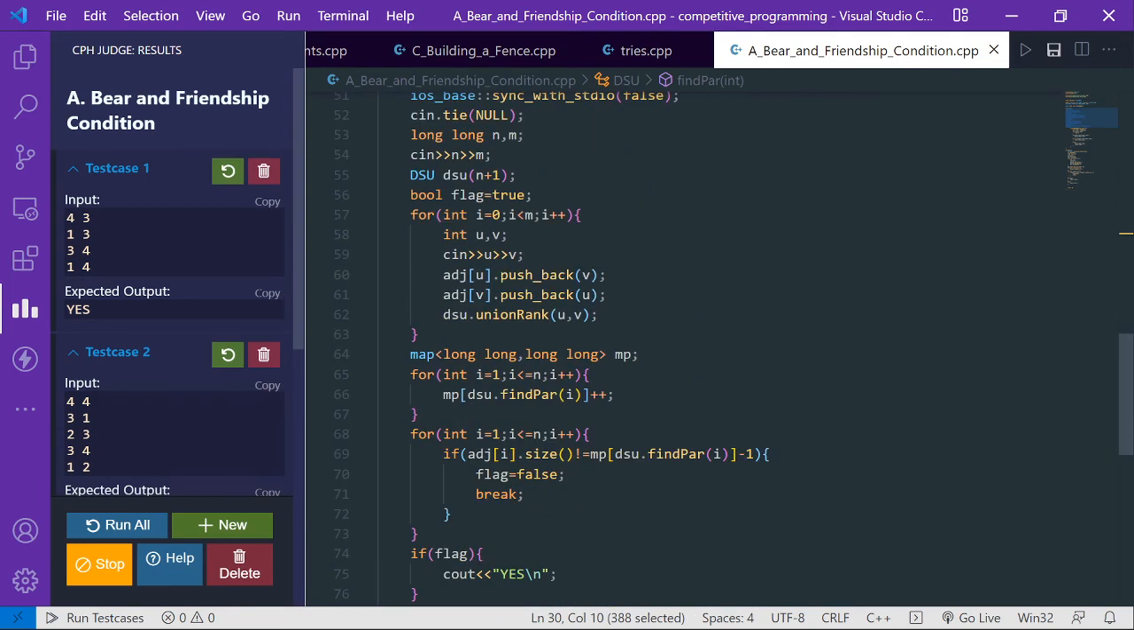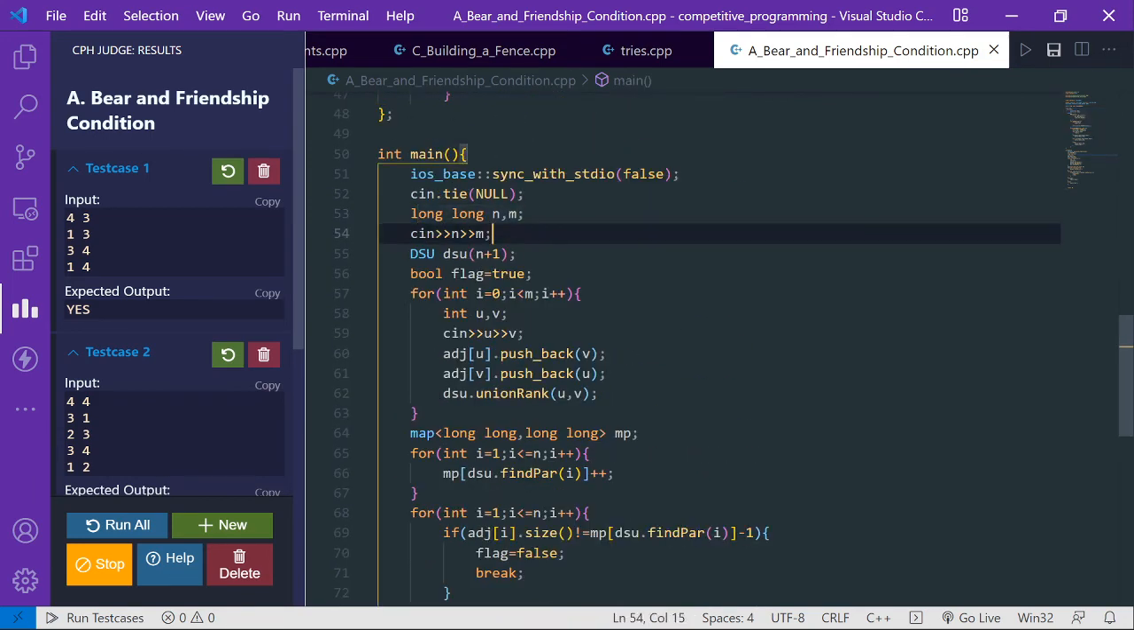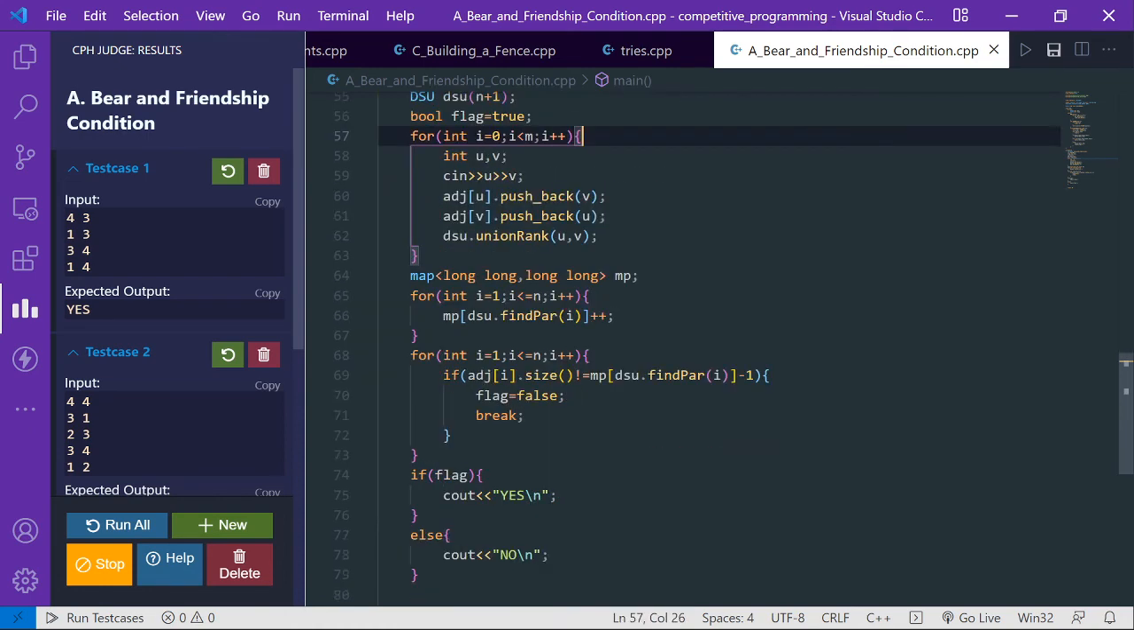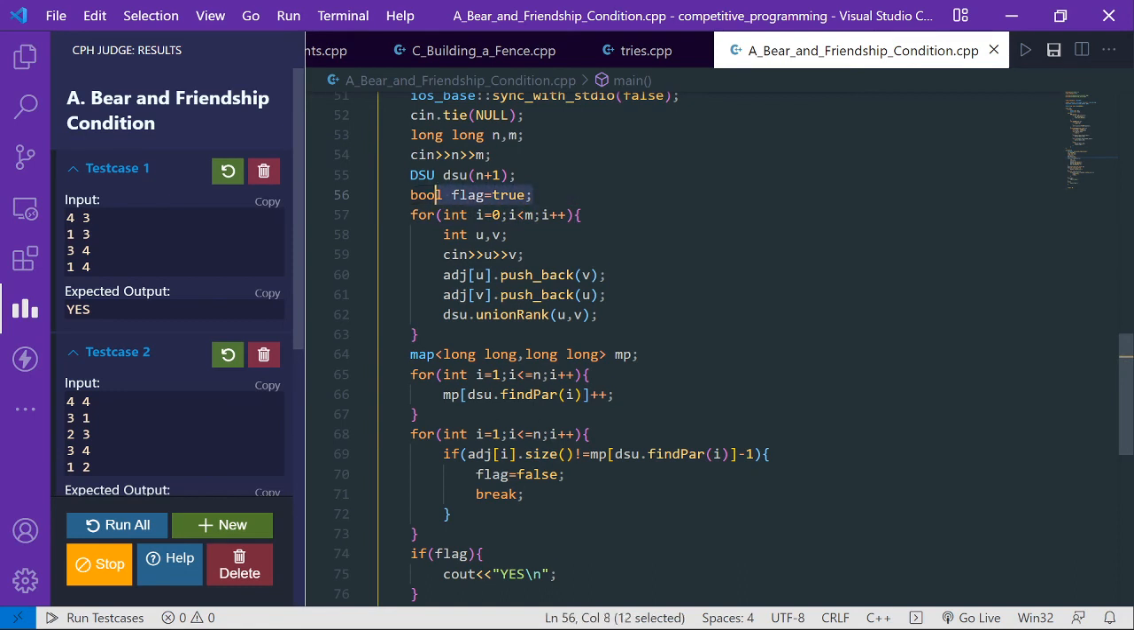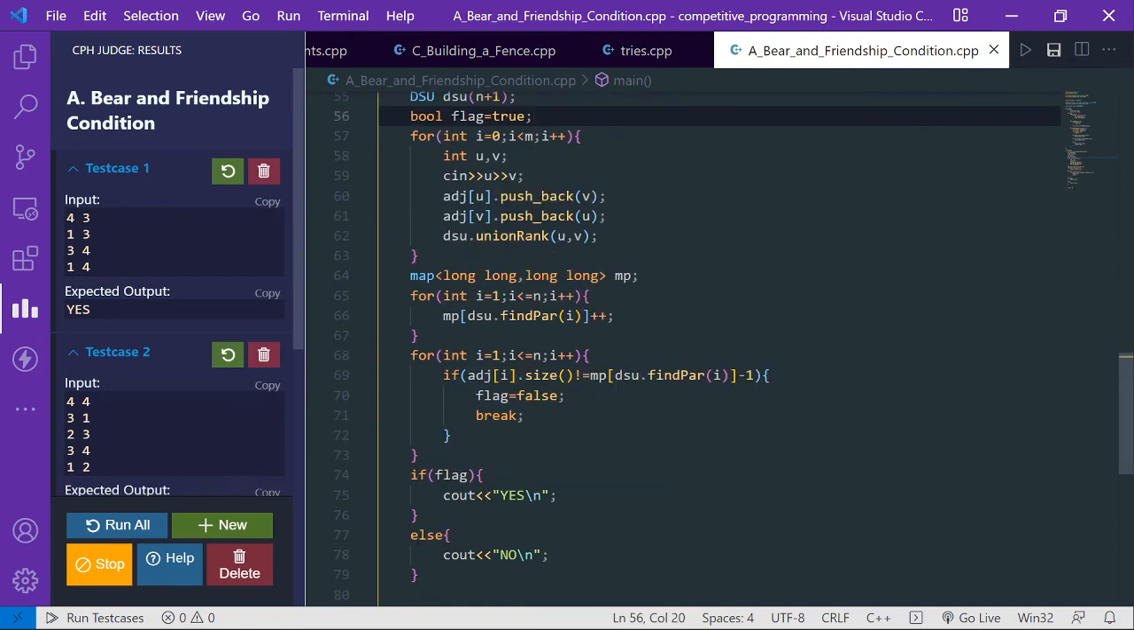Okay, now here is my code. I took n, m as an input. I initialized my disjoint set union. So first our flag is true, it means that we can get an answer. So I have taken input as u, v, and adjacent of u dot push_back v, this is to calculate the in degree. So if inside 1, 3 and 4 are pushed, right? So in degree of 1 is 2. Inside 3, 1 and 4 are pushed, so in degree of 3 is 2. So this is to find the in degree.